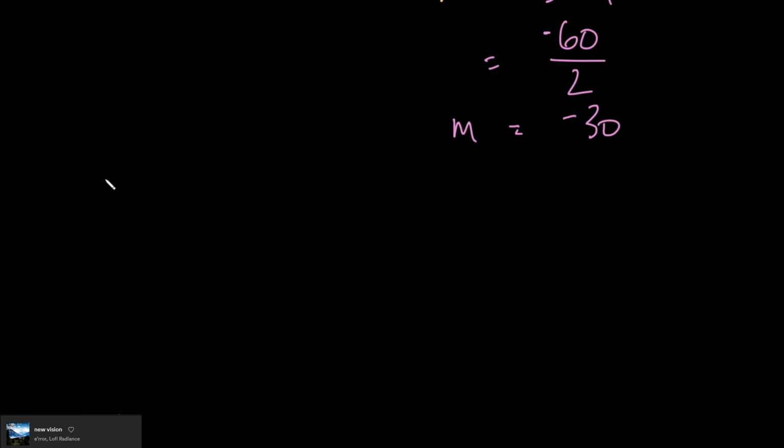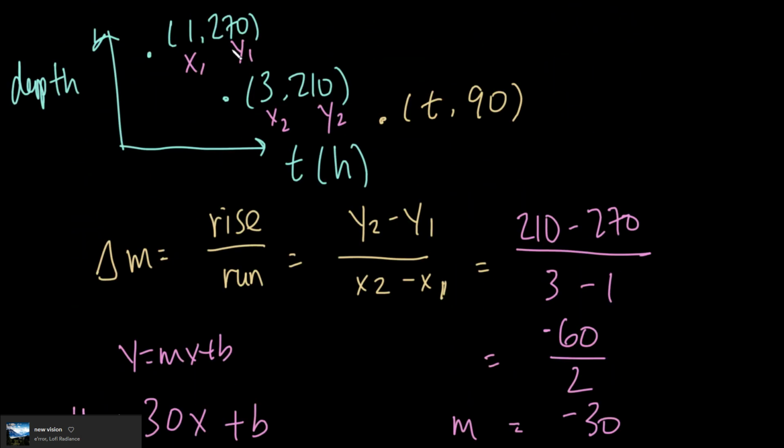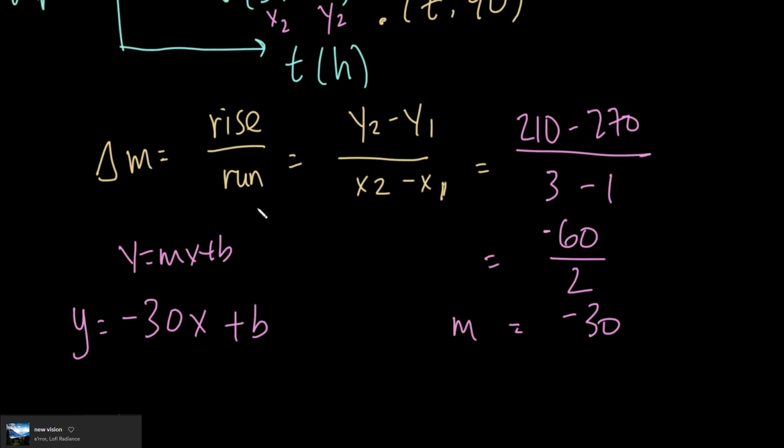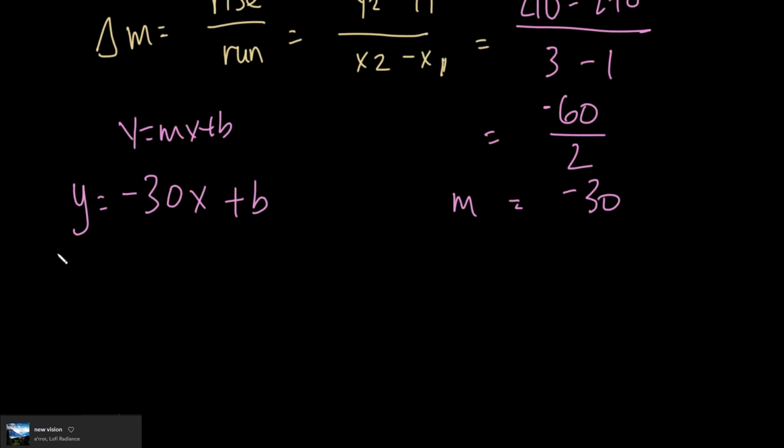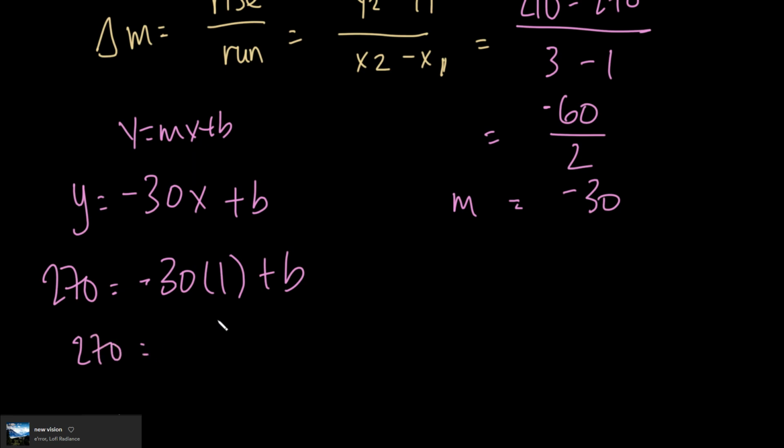So what happens when I know that? If I know that my slope is negative 30, I can write an overall equation of the line, y equals negative 30x plus b. Remember, it's y equals mx plus b, right? So I know my slope, and what I have to do is sub in a point. Let's do 1 and 270. So I sub 1 and 270 into my equation. So y here is 270 equals negative 30 times 1 plus b. 270 equals negative 30 times 1, obviously negative 30, plus b.